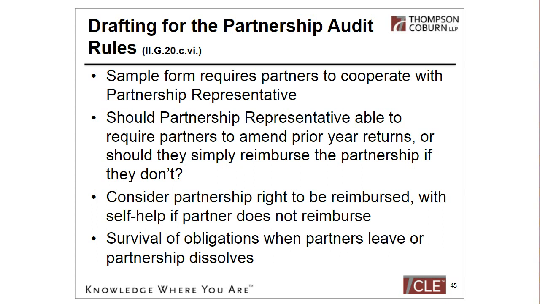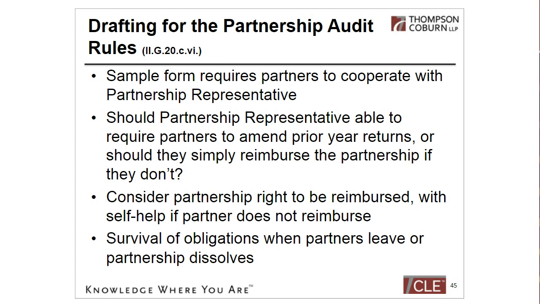And the partner says, wait a minute. I don't want to open up my prior year return. It has too much exposure. I don't want to amend it. If there's a partnership item that I should have put on my amended return, I'll just pay the tax. Have the partnership pay the tax, and I will reimburse the partnership. And I think having that optionality does make a lot of sense. You certainly ought to give the partnership the right to be reimbursed when a partner doesn't amend their return.